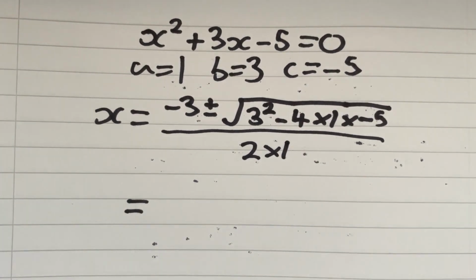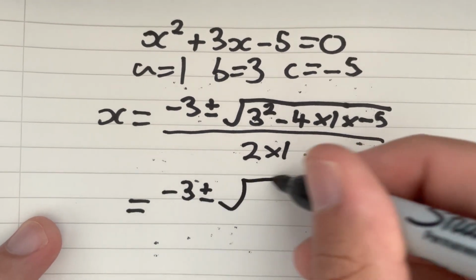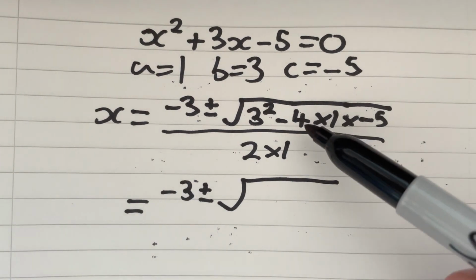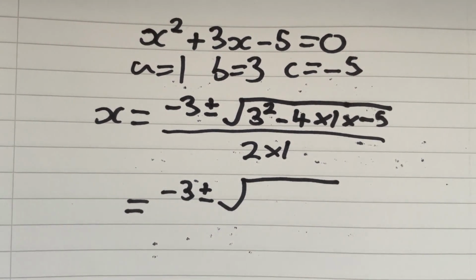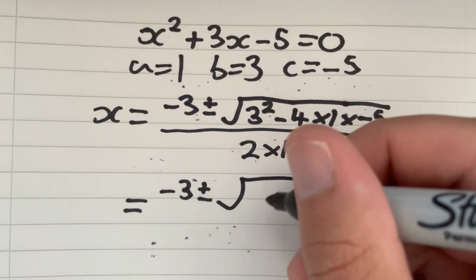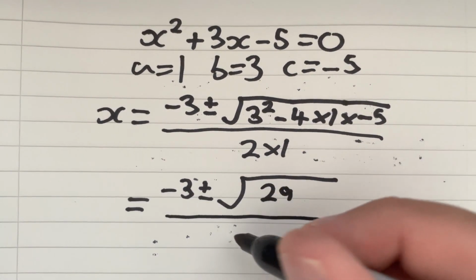Now if we work some of this out, well, we've still got this minus 3 plus or minus the square root of, well, 3 squared is 9. And we've got minus 4 times 1 times minus 5. But this times 1's not going to do an awful lot. So really, we've got minus 4 times minus 5. Now, if we've got a negative times a negative, that will give us a positive. So that will give us positive 20. So we'll have 9, add 20, which will give us 29. And of course, 2 times 1 just gives us 2.